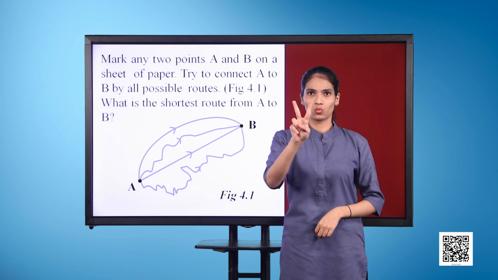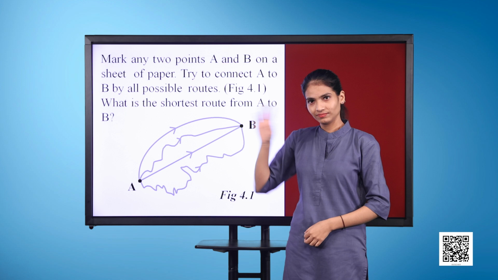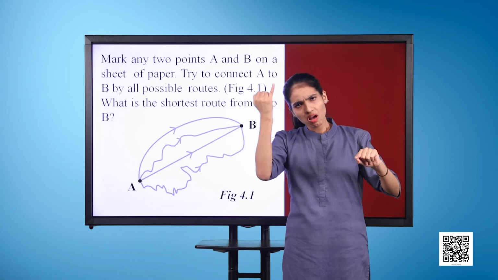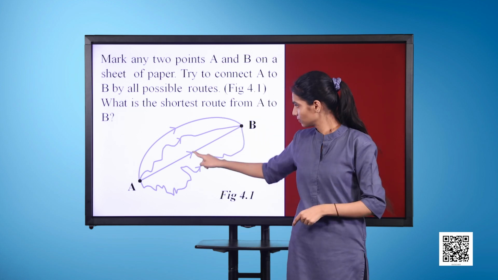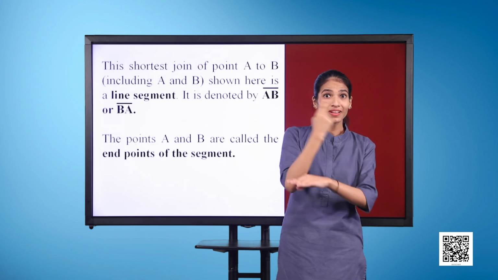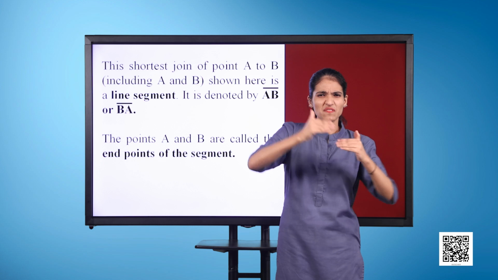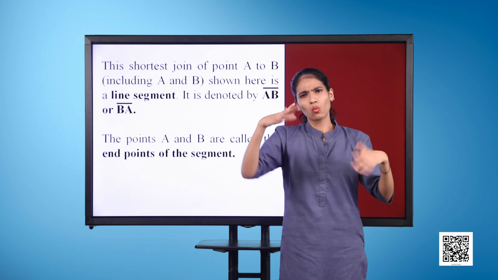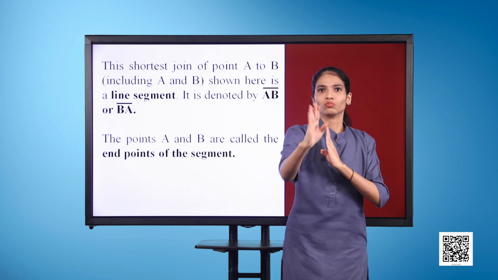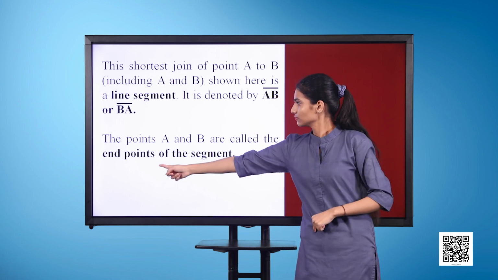Mark any 2 points A and B on a sheet of paper. Try to connect A to B by all possible routes. Figure 4.1 shows the same, points A and B, and the different ways to connect them. What is the shortest route from A to B? This shortest join of point A to B, including A and B, shown here is a line segment. It is denoted by AB with an overhead dash or BA with an overhead dash. The points A and B are called the endpoints of the segment.